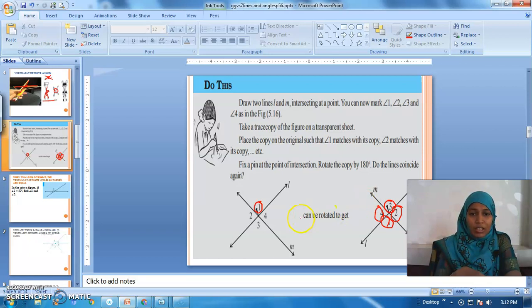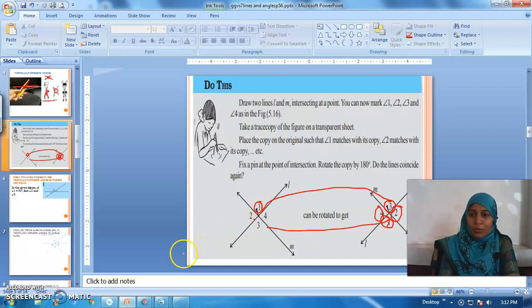This symbolizes that 1 is equal to 3, 3 is equal to 1, 2 is equal to 4, 4 is equal to 2. These two will overlap each other. This concludes that vertically opposite angles are equal. Is it clear, children? You have to take a video of this activity and post it in the group.